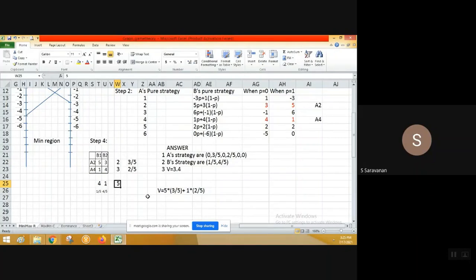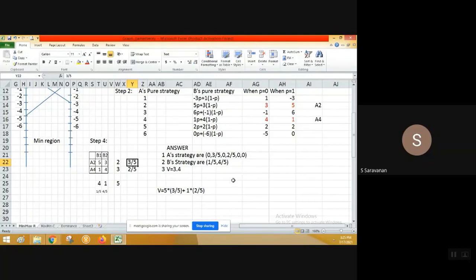So now you have two answers: strategies that should be adopted by A and strategies that should be adopted by B. Since you have A2 and A4, the others are 0. A1 is 0, A3 is 0, A5 is 0, A6 is also 0. We have identified the answer. Strategy of A2 is 3 by 5, and the strategy related to A4 is 2 by 5. I have written it here. So I have got the answers for A strategy and B strategy.